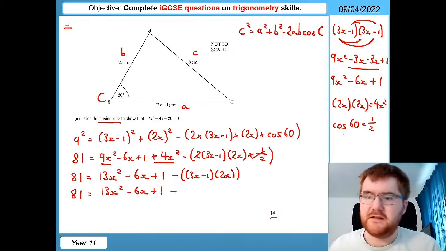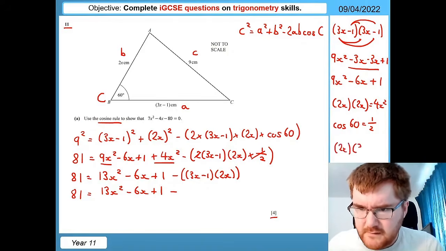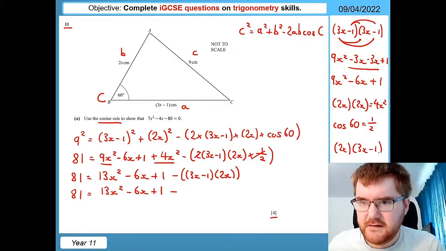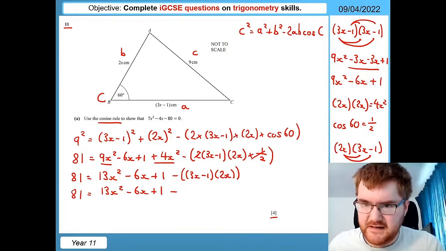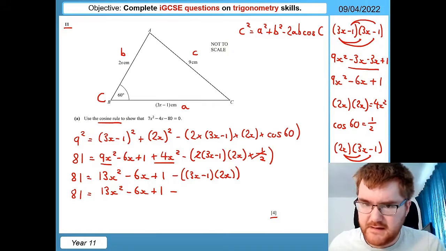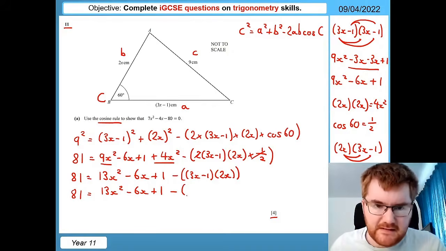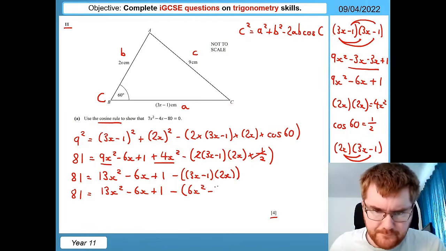And now we're going to expand the bracket. So I'll do this separately here so you can see what's going on. So remember, expanding a single bracket, we used our single hook, like so. So 2x times 3x is 6x squared. 2x times minus 1 is minus 2x. So let's pop that in. And this minus here is very important. So we need to be very, very careful how we deal with this.